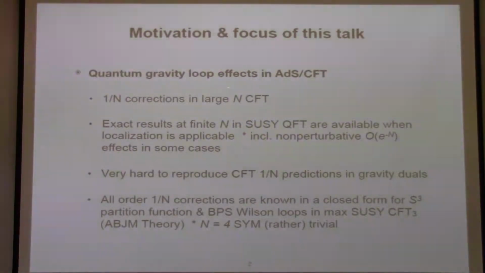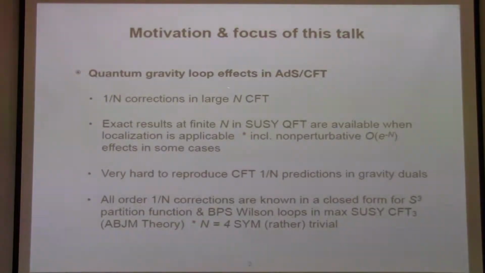But it's great that we have many finite N results in supersymmetric gauge theories, but it is very hard to reproduce these predictions from gravity duals. So I focus really on the 4-dimensional gravity, which is dual to a 3-dimensional conformal field theory, and I am really focusing on ABJM theory. And I am focusing on ABJM theory living on the 3-sphere, not on any other manifold.